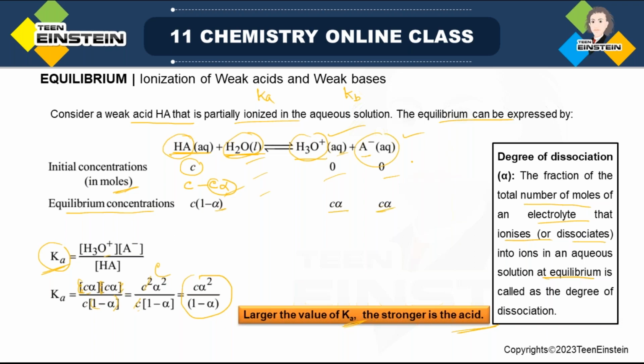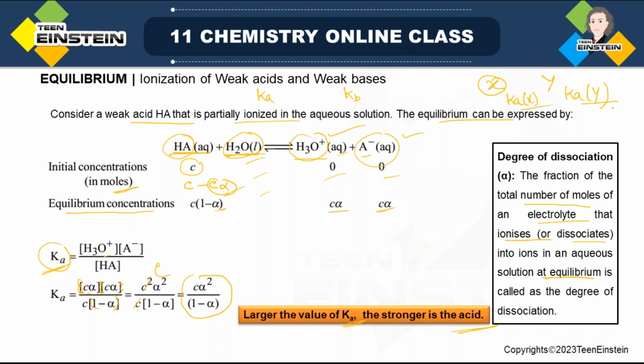Suppose you are comparing two weak acids. You know the dissociation constant values of the two weak acids, one is X and another one is Y. So suppose there is a particular value Ka of X, and for Y it is Ka of Y. Now if you know these individual values of the dissociation constant for X and Y, you can compare them. Though both of them are weak, you can tell which one is more weak.